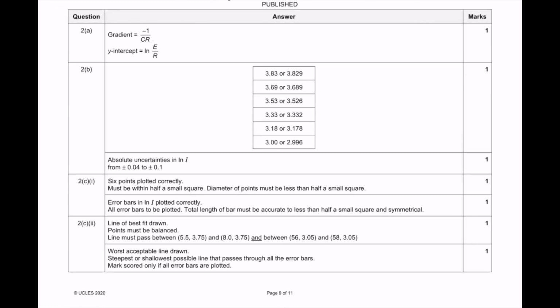Now let us consider the marking scheme also. Gradient is correct, y-intercept is correct. These are the values we have already mentioned. Now the absolute uncertainty lies in between this. Yes, our uncertainty lies between these points. Yes, it is correct. 6 points plotted correctly. Error bars done. Line of best fit, points must be balanced. Yes, this line must pass. This is very important. You have to check whether your line is passing between these points or not. Yes, our line is passing between these 2 points. Worst line, acceptable line drawn, error bars drawn, marked, scored only if all bars are plotted.